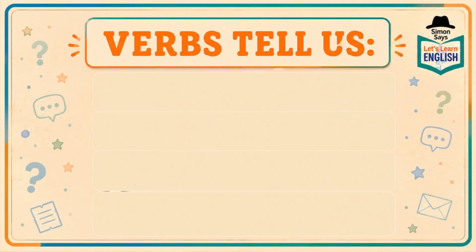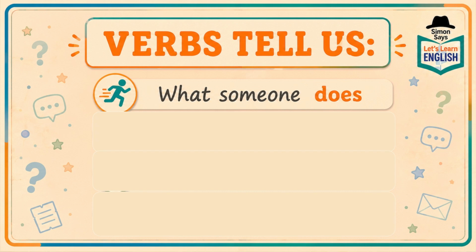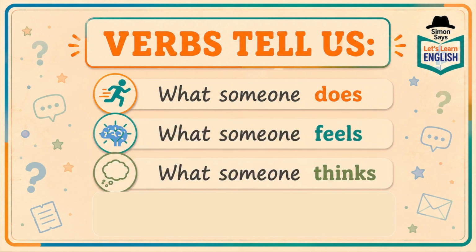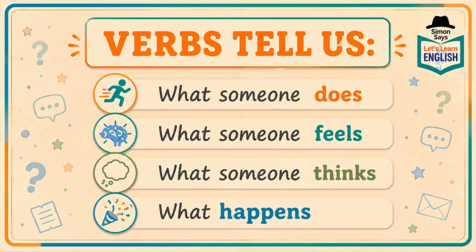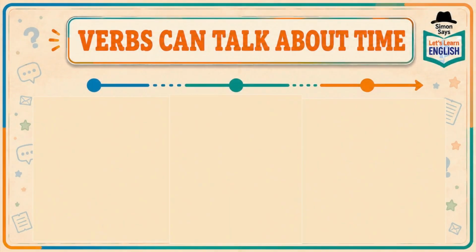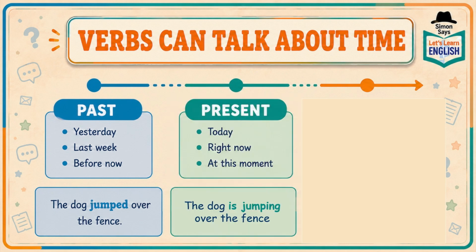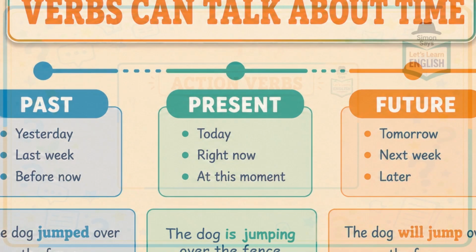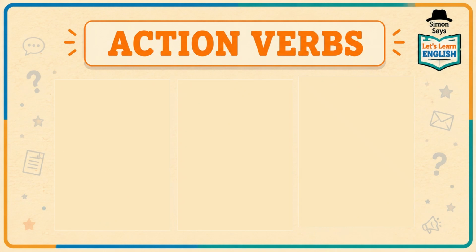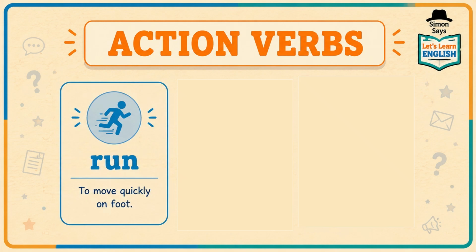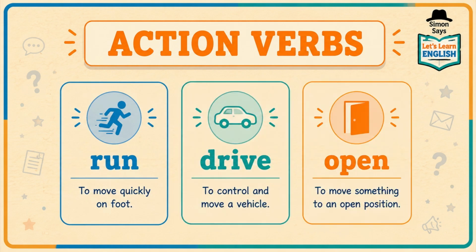So, what you need to remember from this lesson is that verbs can tell us what someone does, what someone feels, what someone thinks, or what happens. Verbs can also talk about things that happened in the past, things that are happening in the present, or things that will happen in the future. Some verbs describe actions like run, drive, open. These are called action verbs.